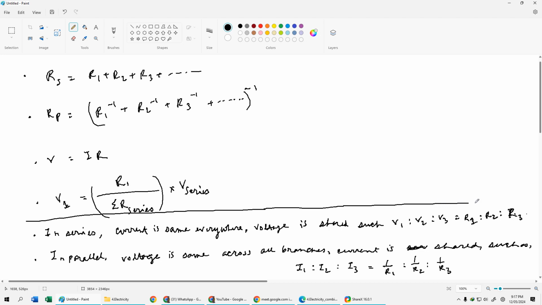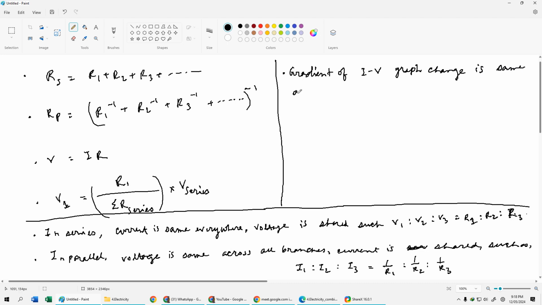As for graphs, we can find out some other information. The graph information can be given like this. The way the gradient of an IV graph changes is the same as how 1/R changes.